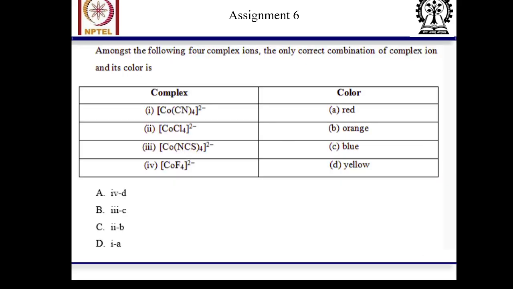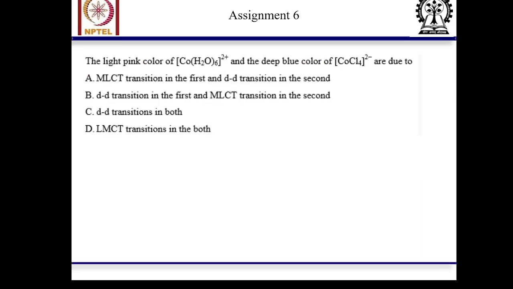Next: among the following four complexes, the only correct combination is the color of these complexes. What will be the color? Okay, so this third one is the correct answer. This is a very important complex. People know that this is the correct color. I will not go into detail because there is not much concept here. It is by heart.